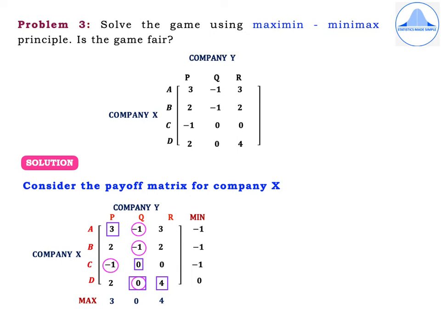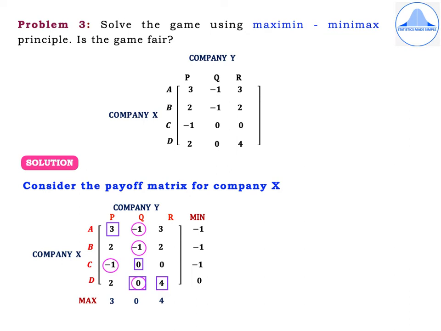Consider the payoff matrix for company X. First write down the payoff matrix as given in the problem. Now the next step is we need to find out the minimum payoff in each of the rows and maximum payoff in each of the columns.